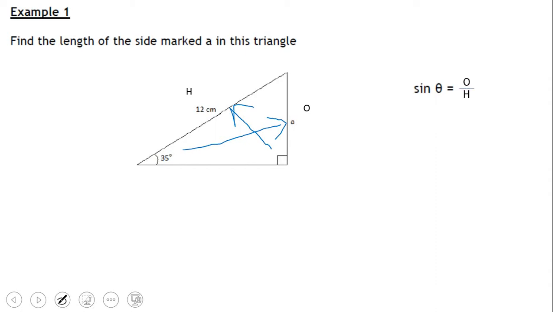Now we take our values, our A, our 12 and our 35, and we stick that into that formula. So we get sine 35 is equal to O, which is the A, over the hypotenuse H, which is 12. Then we need to rearrange this equation to A equals. In this case we would multiply both sides of the equation by 12, and we end up with A is equal to 12 sine 35 degrees. Stick that into a calculator. We get an answer of 6.88 centimeters to 2 decimal places.